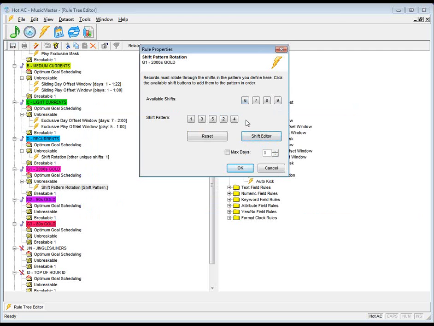You can turn these on and off just by clicking on the numbers, or you can reset the whole thing if you wish. So if the last time the song played was where there's a 3, the next time would have to be a 5 in order to pass this rule. Again, you can tell it to test maximum days as well.